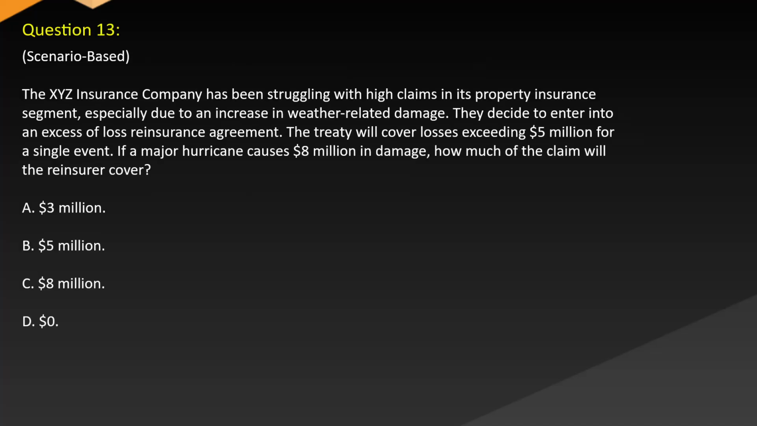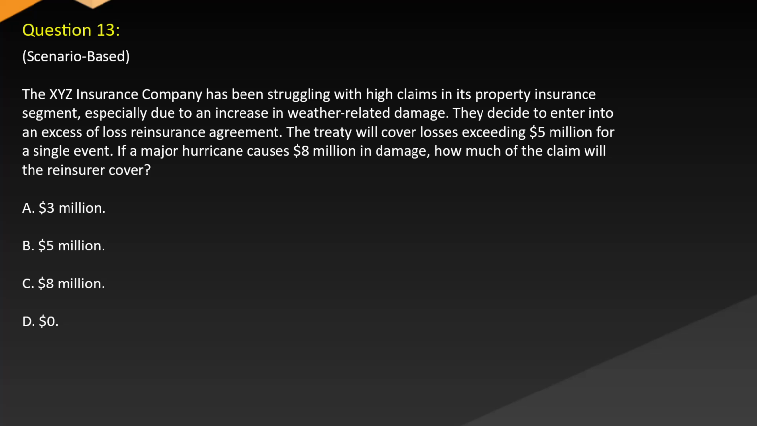Question 13. Scenario-based. The Zeiss Insurance Company has been struggling with high claims in its property insurance segment, especially due to an increase in weather-related damage. They decide to enter into an excess of loss reinsurance agreement. The treaty will cover losses exceeding $5 million for a single event. If a major hurricane causes $8 million in damage, how much of the claim will the reinsurer cover?